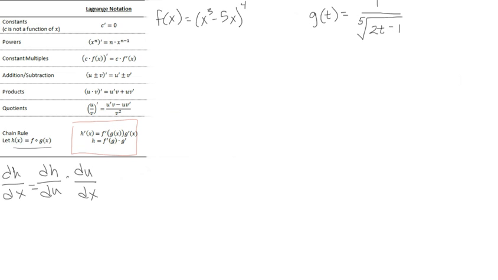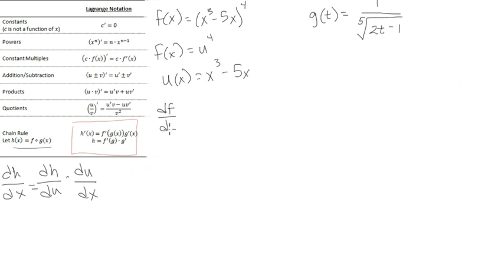All right, go ahead and try these two on your own. Pause the video, and I'll come back in a moment. All right, so here for the first function, f of x, I see two functions. I see the function on the inside here, and I see a function on the outside there. So I'm going to say that f of x is equal to u to the fourth, where u of x is equal to x cubed minus 5x.